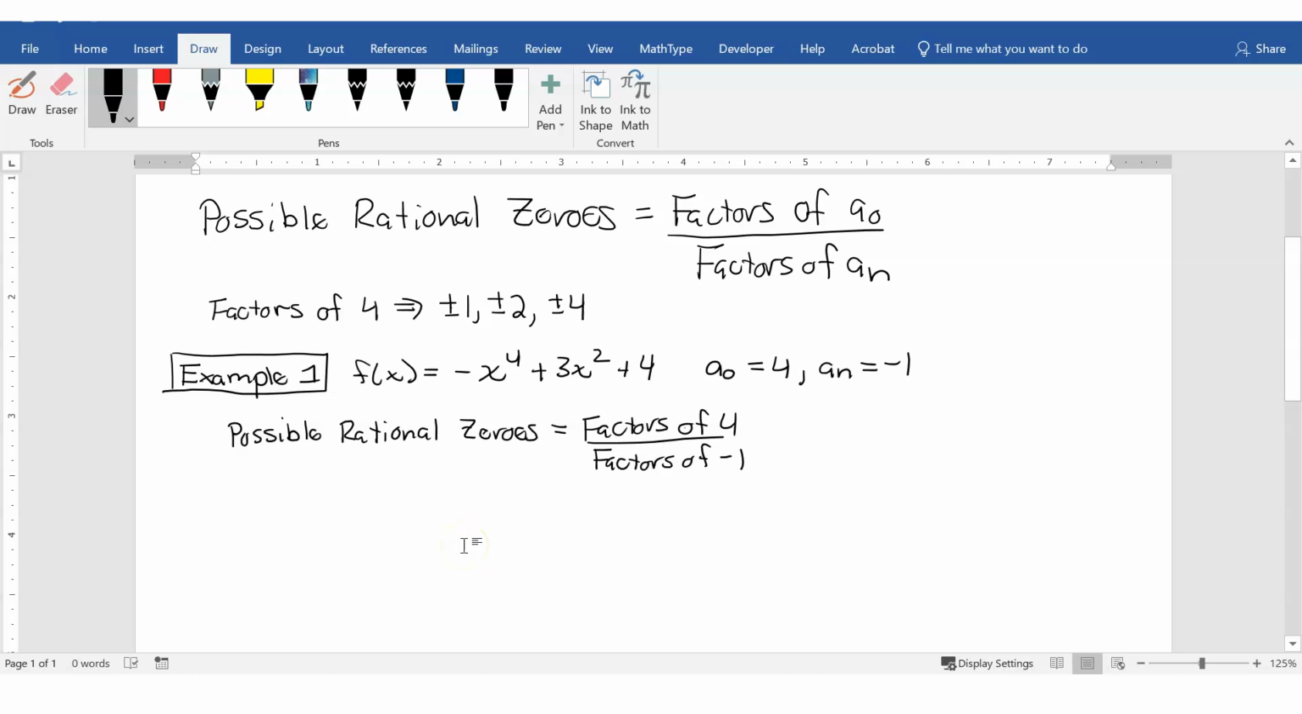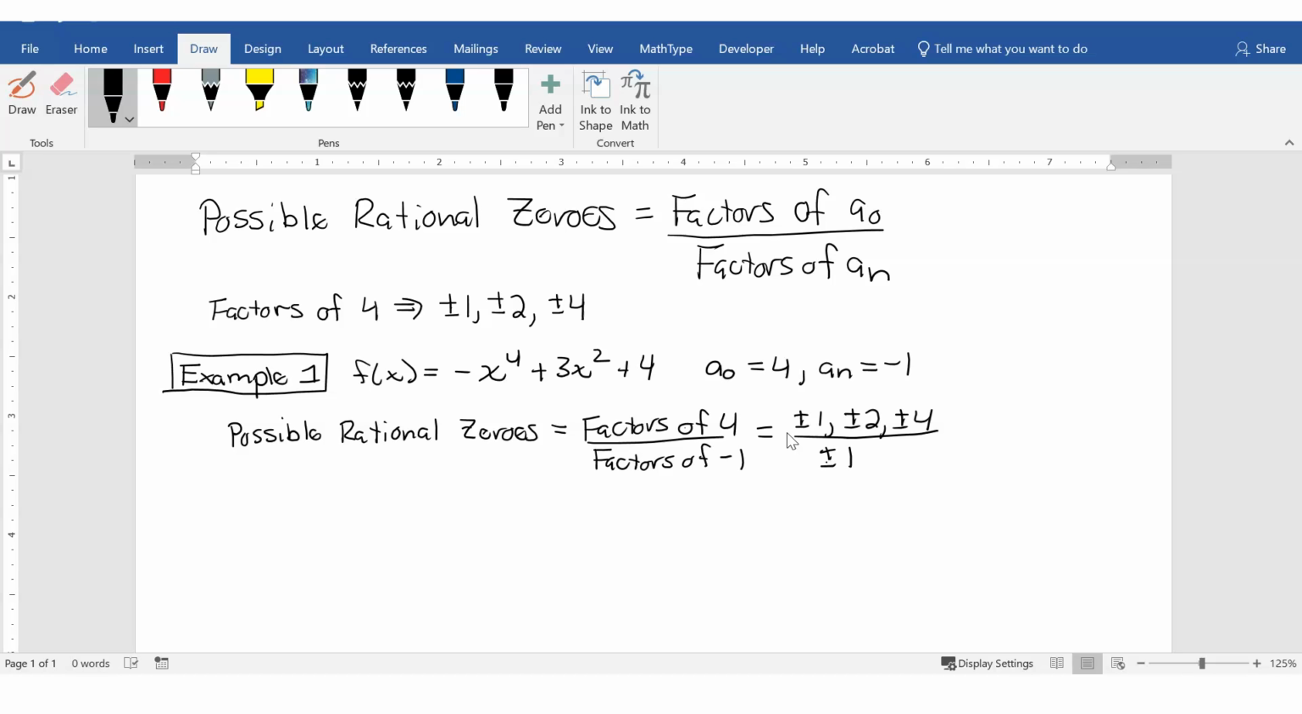In example 1, on page 396 of the textbook, we're given this function f of x equals minus x to the fourth plus 3x squared plus 4. To identify the possible rational zeros, first we'll identify the constant term, which is 4, and then the leading term, which is minus 1. Our possible rational zeros will be the factors of 4 divided by the factors of minus 1. So this will be plus or minus 1, plus or minus 2, plus or minus 4, and the factors of minus 1 will still include plus or minus 1.